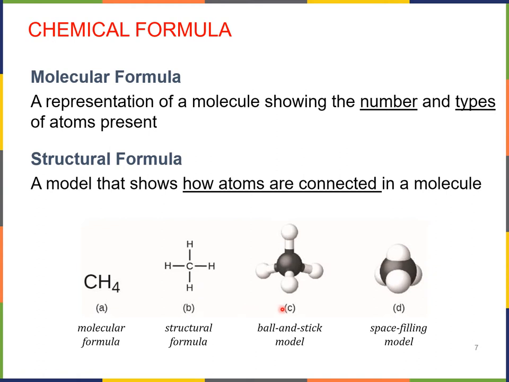There are also other types of structural formulas. For example, here you have what's called a ball and stick model. The ball and stick model shows the connectivity, like the structural formula does, but it also shows you some three-dimensional information as well, the shape of the molecule in space. And over here you have a space filling model. The space filling model shows you not just the three-dimensional configuration of the atoms, but also gives you an indication of the relative size and volume of the atoms in the compound.